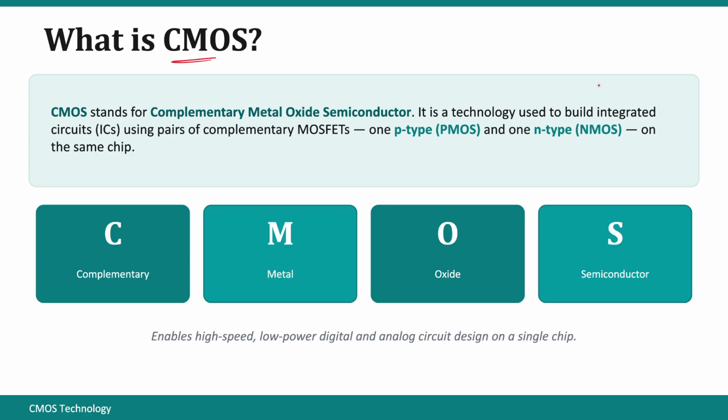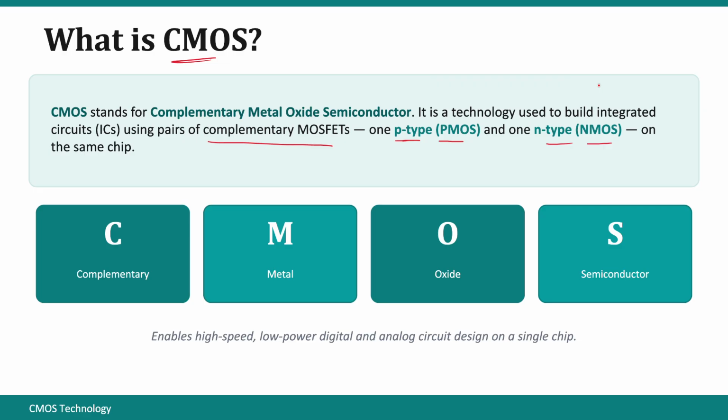It is one of the technologies we use to design a circuit. Designing integrated circuits means the transistors are made within one single chip. We call it an integrated circuit using a pair of complementary MOSFETs, which means we use one P type, that means PMOS, and one N type, that means NMOS. So one PMOS and one NMOS.